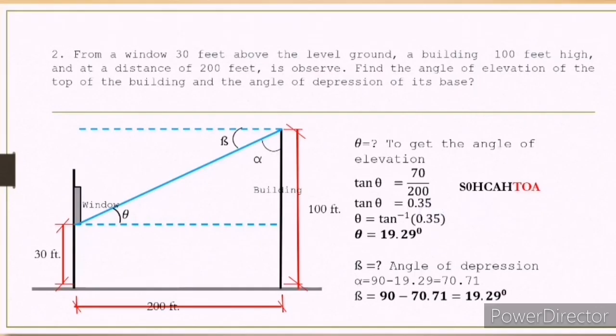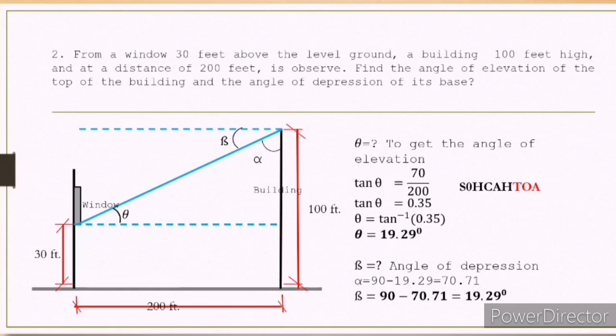The number 2 trigonometry. From a window 30 feet above the level ground, a building 100 feet high and at a distance of 200 feet is observed. Find the angle of elevation of the top of the building and the angle of depression of its base.